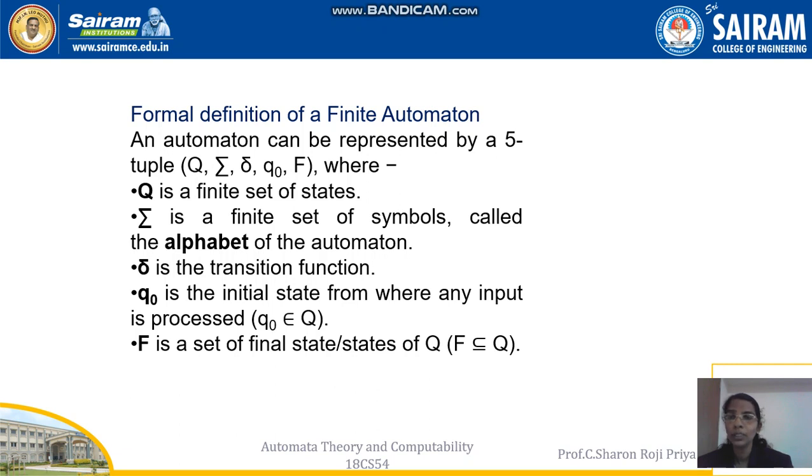So the first element of this model is Q. Q represents the set of states. I told you finite means it should have a finite number of states. This capital Q will give you the finite set of states. And next is sigma. Sigma is the alphabet.